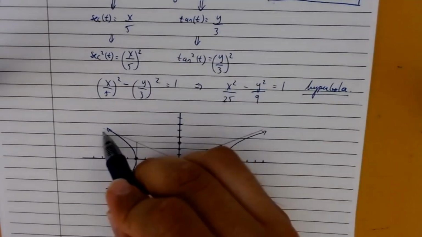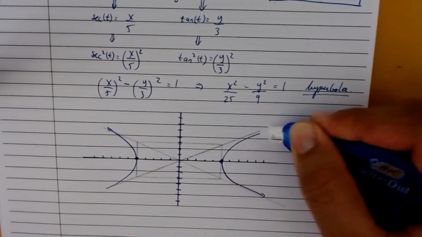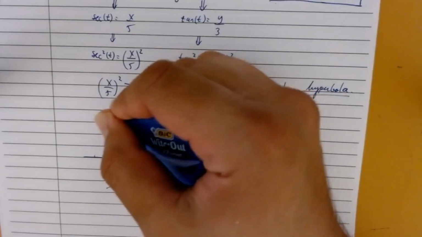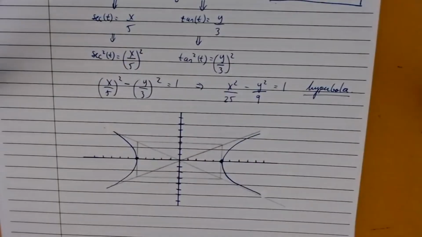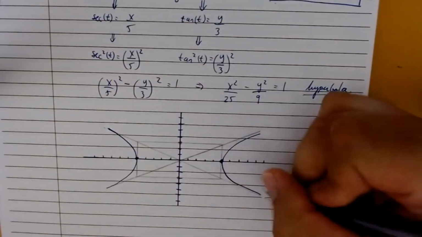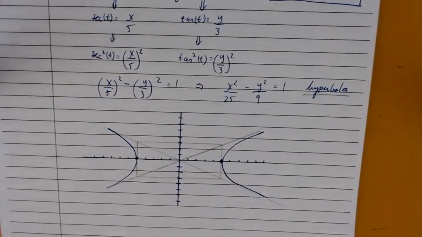Oh, I shouldn't draw those little arrows, though, because we don't know the orientation yet, do we? So let me not draw those little arrows. We'll have to hold off on those until we actually know in which direction we're following our hyperbola. Okay, so this gives us our path.